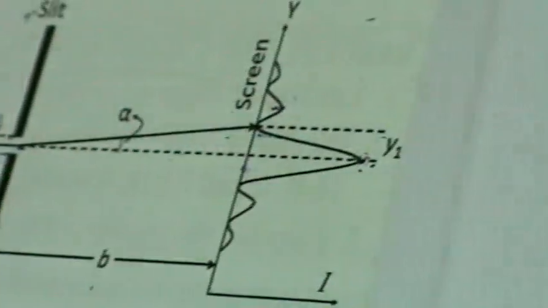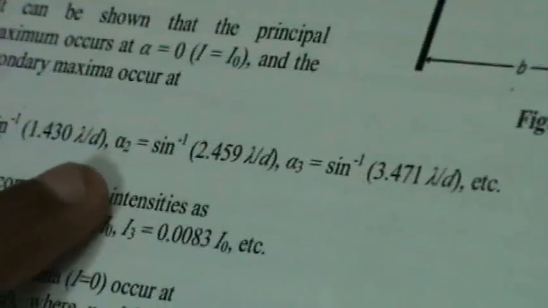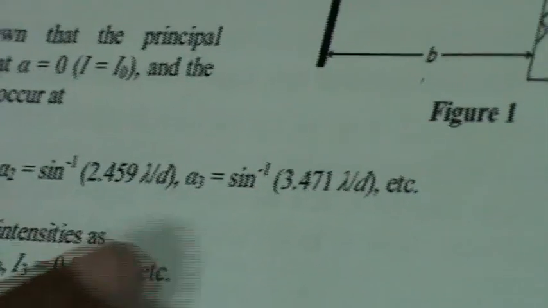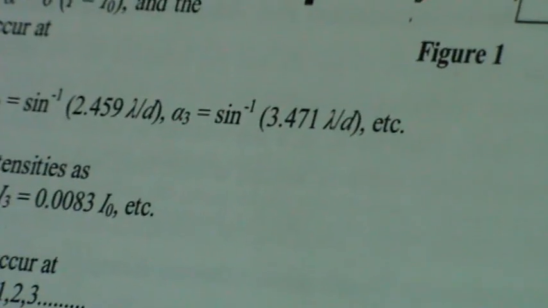Similarly, alpha 3 represents the angle at the third secondary maximum, that is related to d like this. Alpha 1 equal to sine inverse of 1.430 lambda by d. In similar fashion, alpha 2 corresponds to that of the second secondary maximum, and alpha 3 corresponds to that of the third secondary maximum.